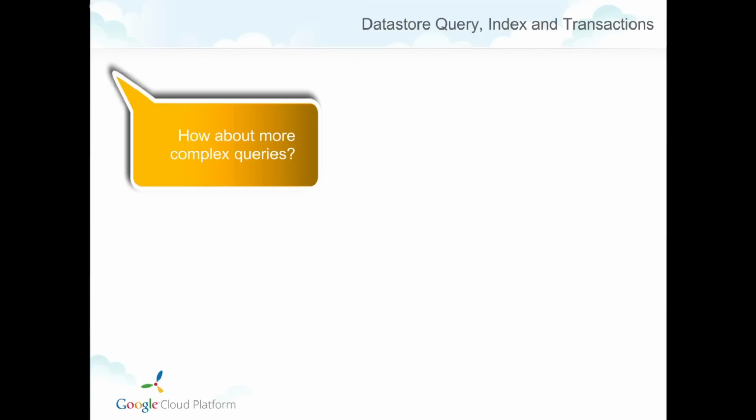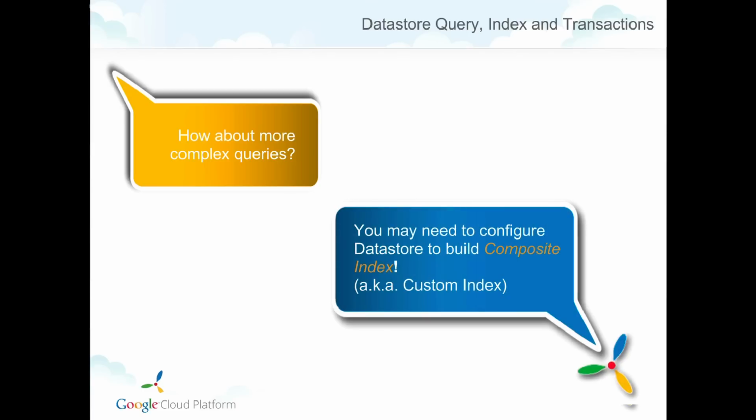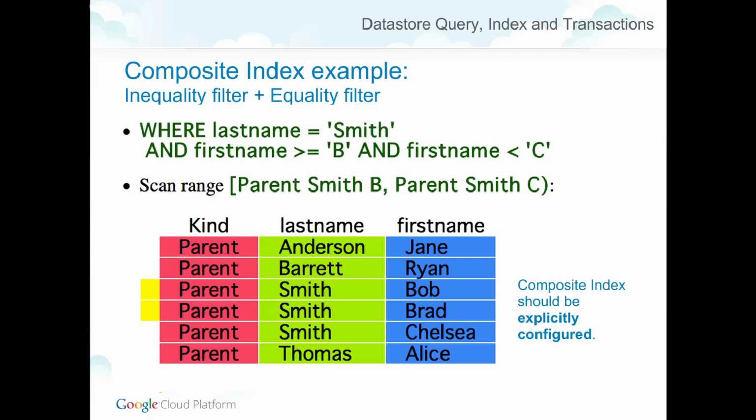Let's discuss the more complex queries. For more complex queries that involve more than one property, you would need to create an index called a composite index. This is also known as a custom index. This is an example of a query for a composite index. If you are using an inequality filter on one property and combining it with an inequality filter on another property, then you would need to build a composite index for that.